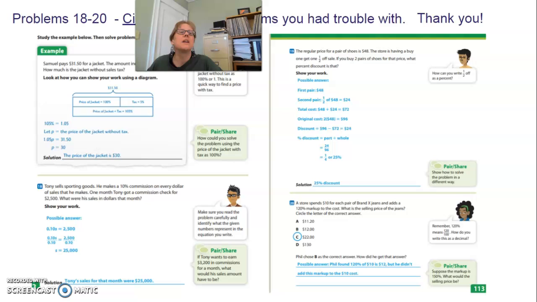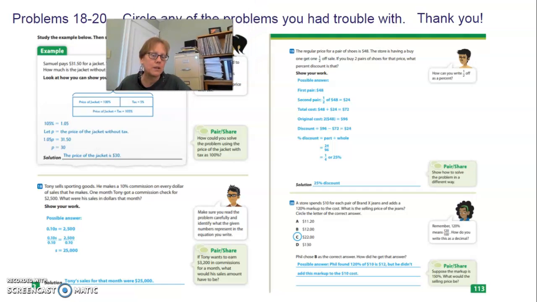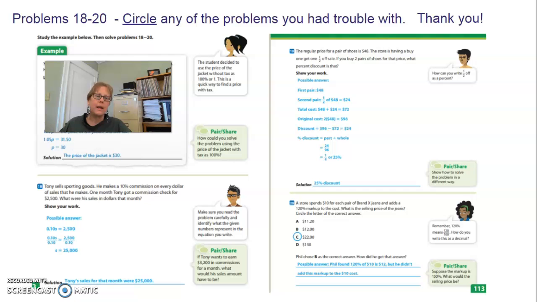All right, so here's what I'd like you to do now. All right, this is the teacher's text. I'm going to actually move my face right down over Samuel's problem here because we don't need to see that anymore. And I want you to do what it says at the top. Circle any of the problems you had trouble with, right? And then we'll take a look at it.